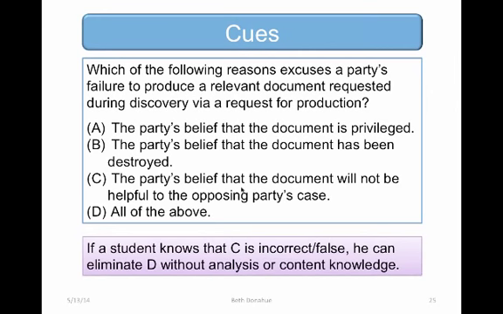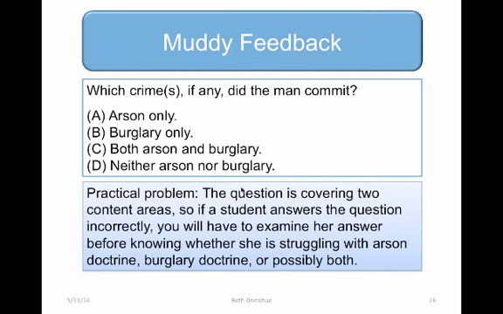All of the above, you can often end up cueing students. So in a situation where the student here knows that C is wrong, they can automatically discount D. All of the above can't be a correct response, right? If they know that one of the other options is incorrect. So really you're giving them a way to eliminate an option without any analysis or content knowledge.